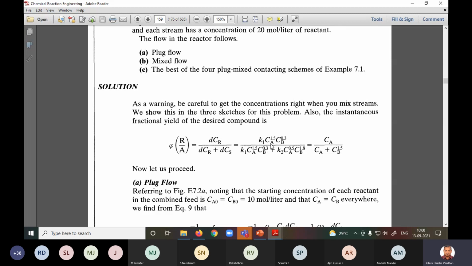And one more is Ca and Cb power 0.3. If you take it common, it gets cancelled out. So in the numerator you take something common and in the denominator you take something common. Then you are left with Ca by Ca plus Cb power 1.8, because you are taking Cb power 0.5 common out. So Cb power 0.5, and if you take Cb power 0.3 here, then Cb power 1.5 will remain, right? So this is the instantaneous yield.